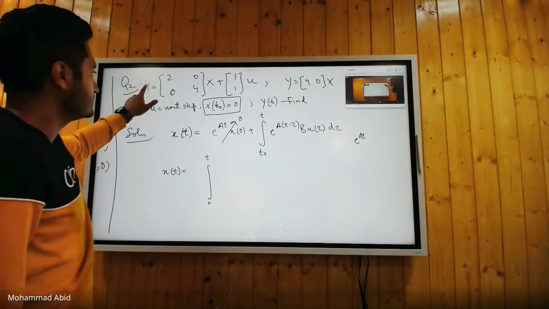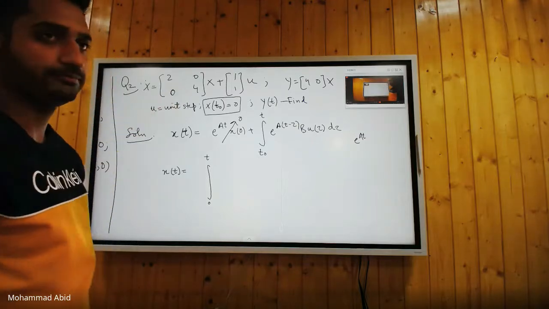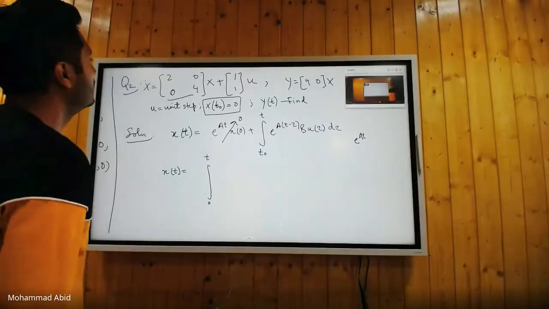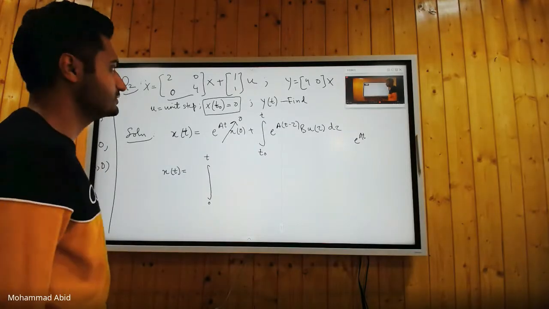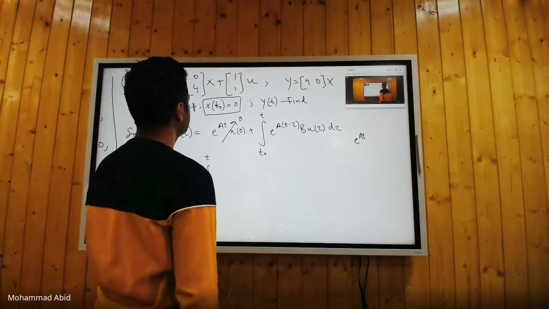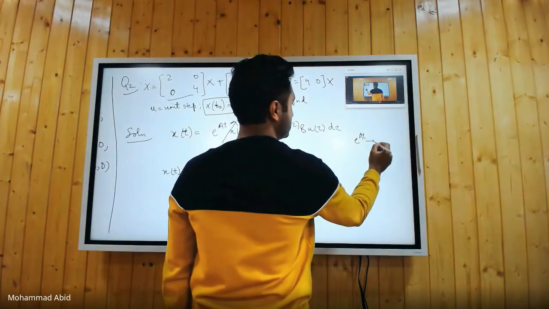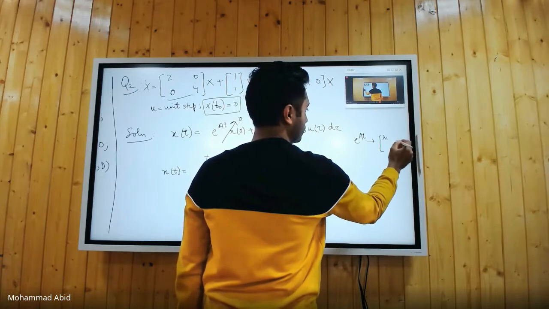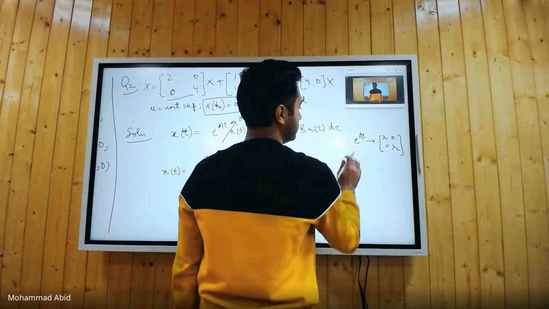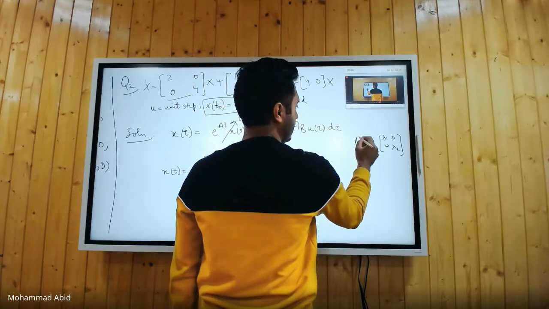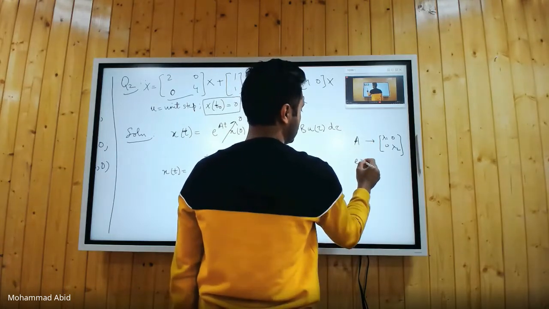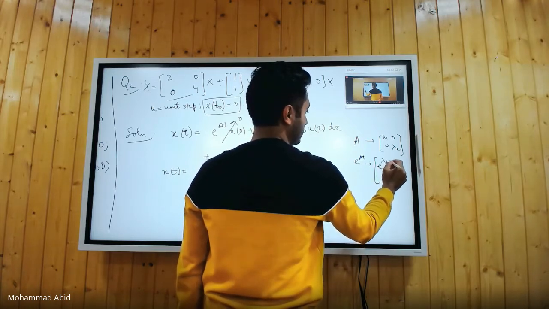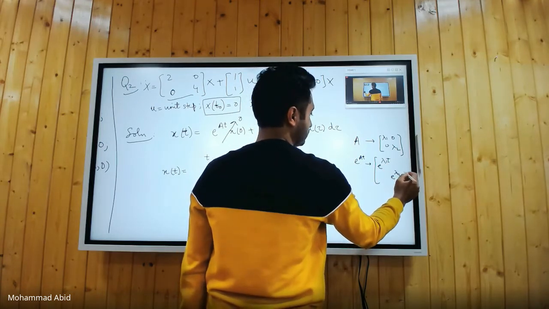The advantage here is that this is in diagonal form. Your A matrix is a diagonal matrix, and for diagonal matrices it's very easy to evaluate e to the power At, isn't it? If you have a diagonal matrix A, let's suppose lambda 1, lambda 2, and you have to find e to the power At, it simply becomes e to the power lambda 1 t, e to the power lambda 2 t.